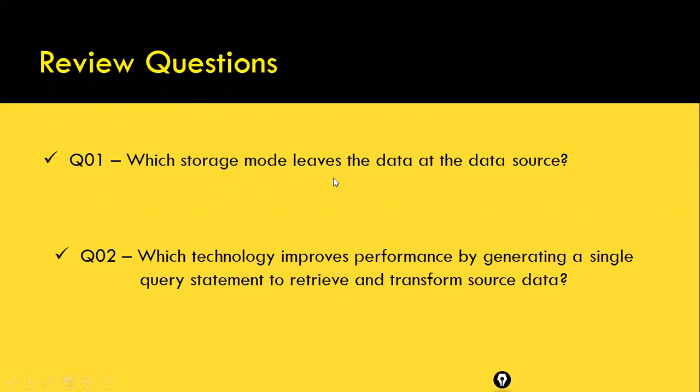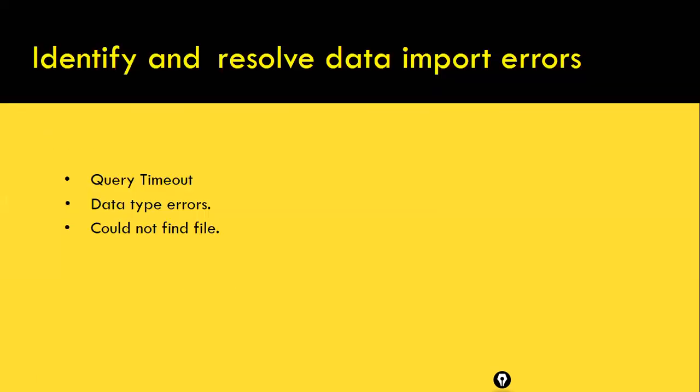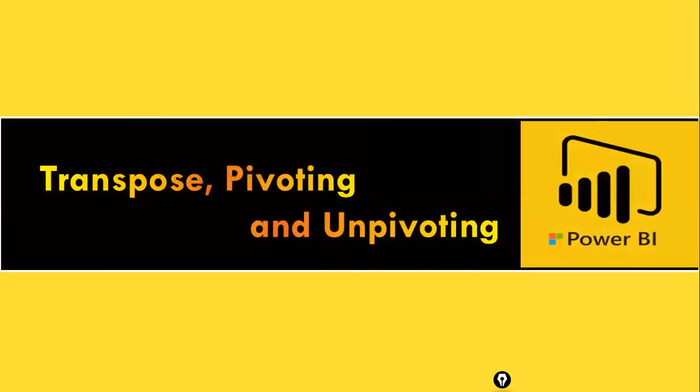Which storage mode, I already discussed. This is direct query. And which technology improves performance by generating a single SQL query statement to retrieve and transform source data? This is query folding. Next, we'll discuss that later. Now what we will do is take a look at transpose, pivoting and unpivoting. This is another good feature that is available as part of our Power Query Editor.